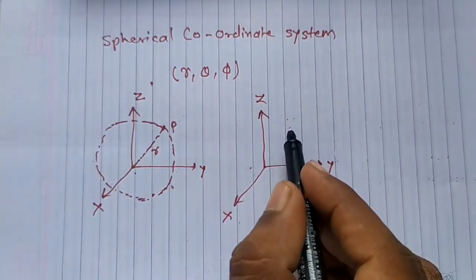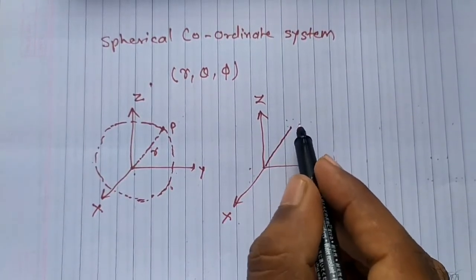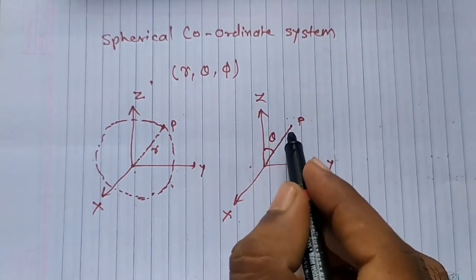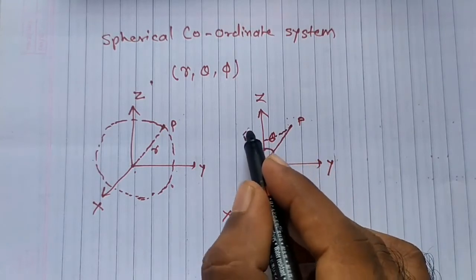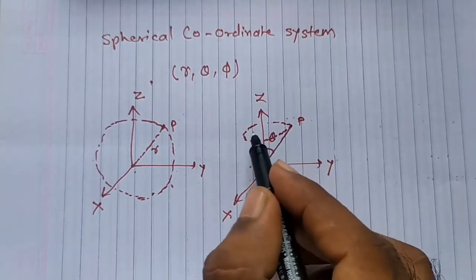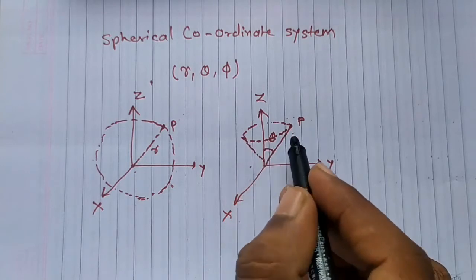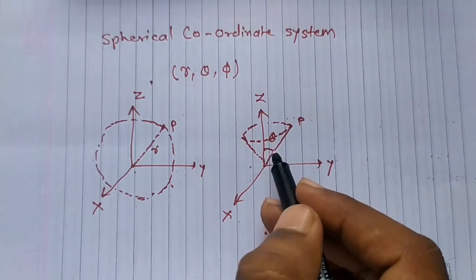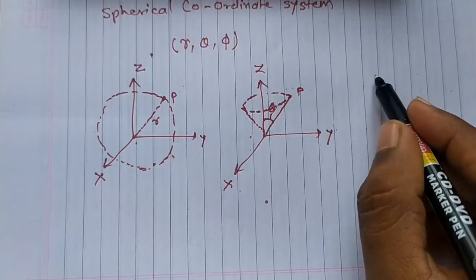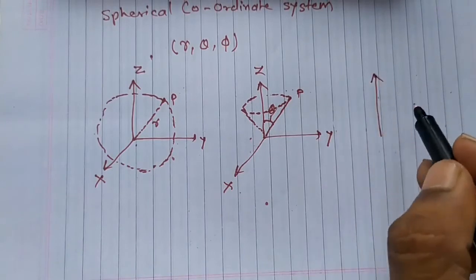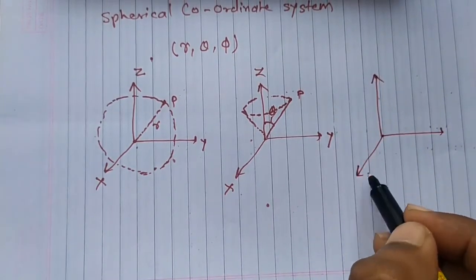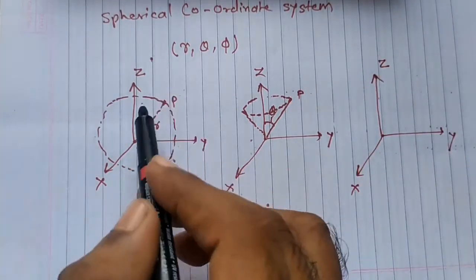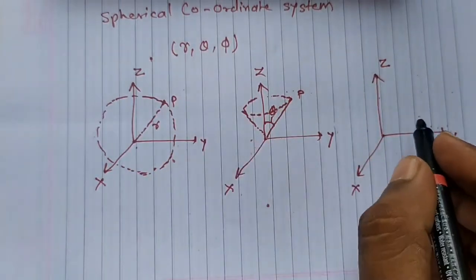And now this is my point P, and this is angle theta with z axis. You can see if I draw a circle, on this circle or on this locus of points, you will see that angle theta is constant. There is a third coordinate, which is phi. You can see r, theta, and now we will draw for phi.